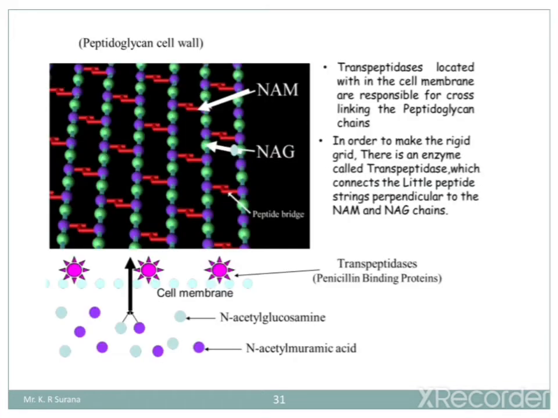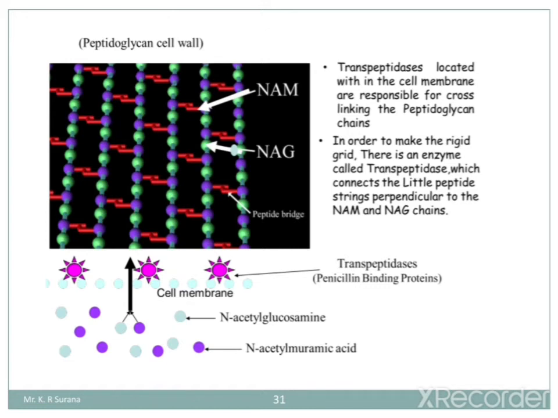Here you can see the peptidoglycan cell wall. In that you can see the red color component, which attaches the two layers of this peptidoglycan, that is NAM, and this green color is NAG. NAM means N-acetyl muramic acid and NAG means N-acetyl glucosamine. These are the components of these peptidoglycans.